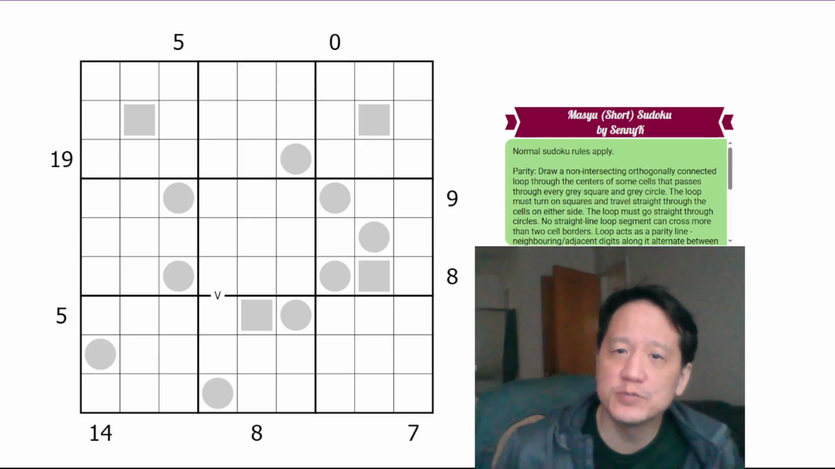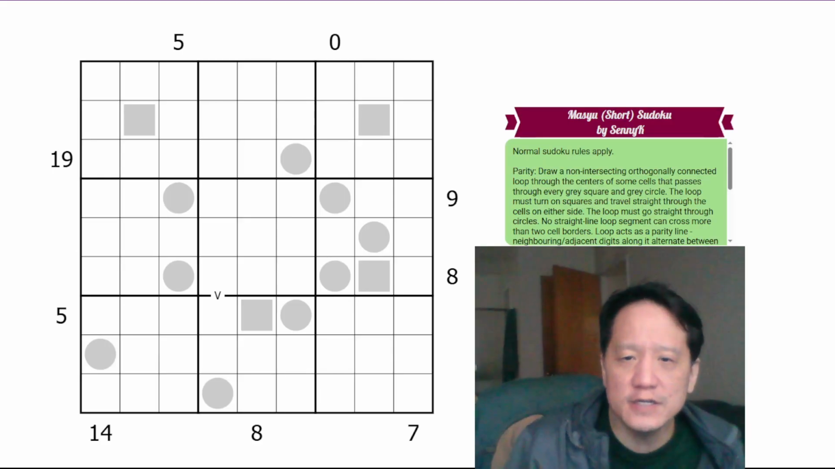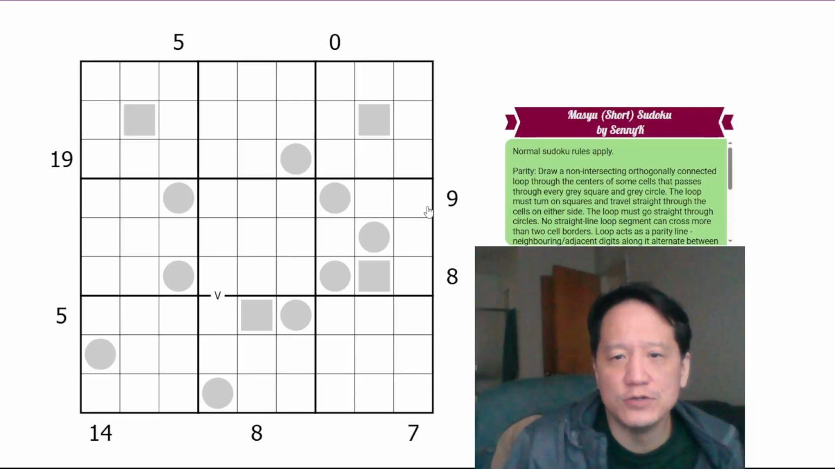And take that easiness with a grain of salt because it's considered easy by the people on the Logic Masters Germany forum, and there's a lot of really smart people there. Today's puzzle is called Masyu Short Sudoku by Senny K, and here are the rules.